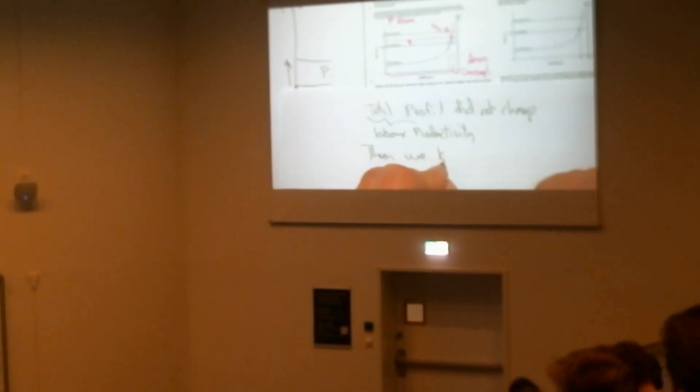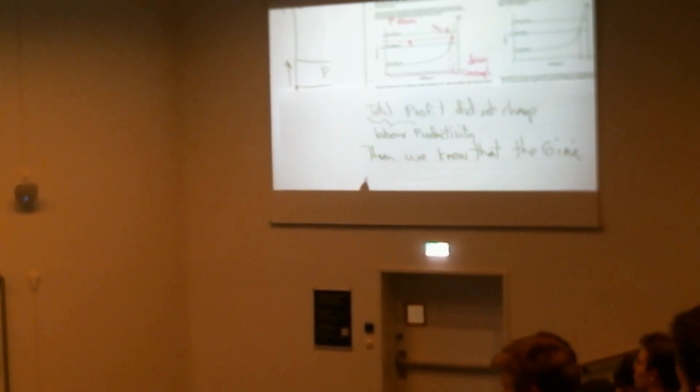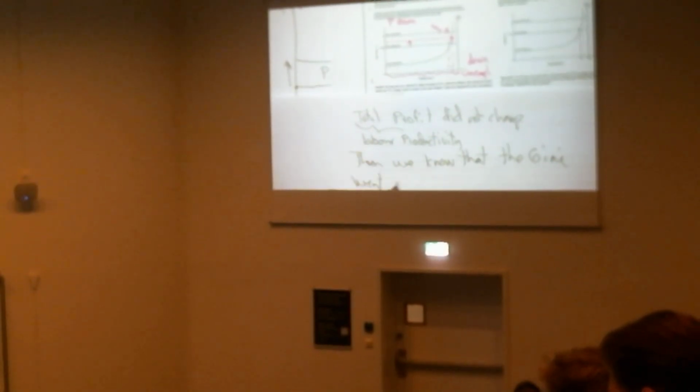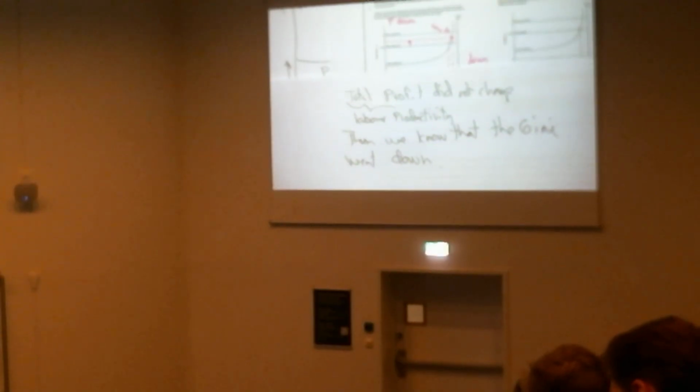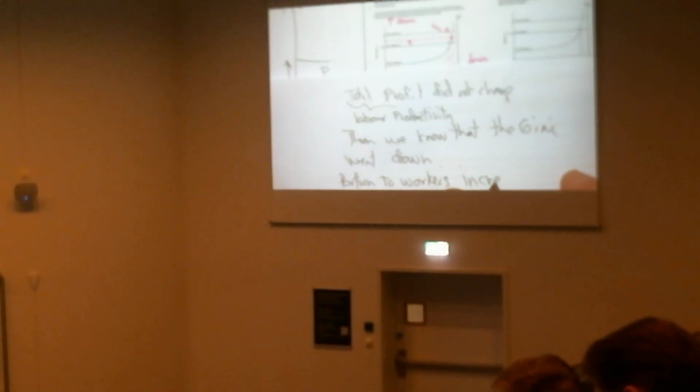Then we know that the Gini, what happened to the Gini? It went down, explaining that there's less inequality. So the total profit did not change, then the portion to workers increased.